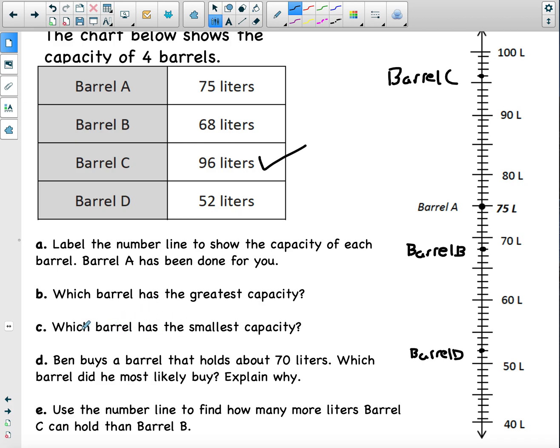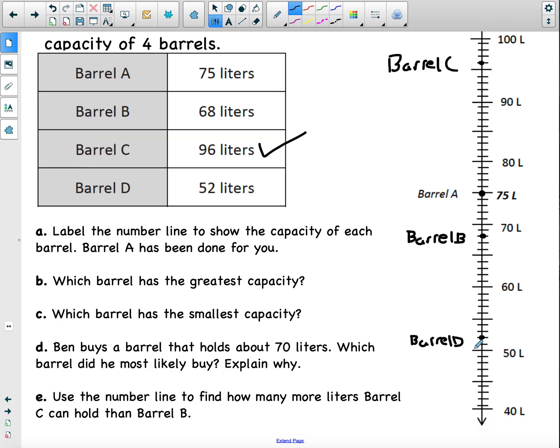So what about the next question? Which barrel has the smallest capacity? What do you think? Well, again, if we look at our number line, barrel D is the opposite. It goes lowest, so closer to 40, which is the least amount. So barrel D is actually the least, or smallest, capacity.